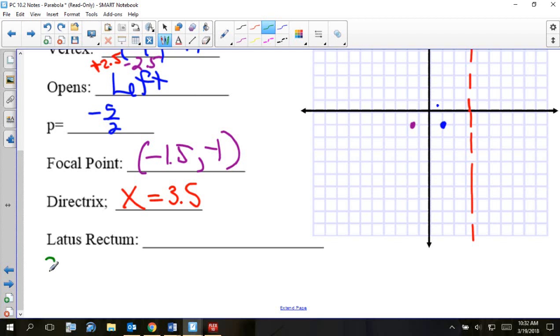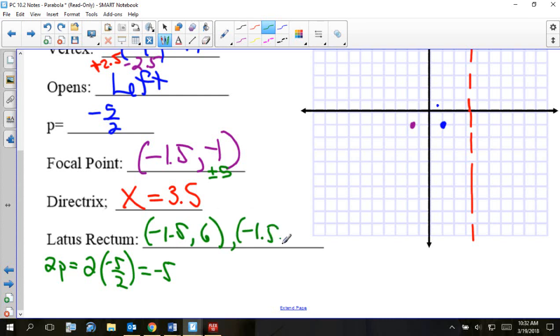Then the latus rectum, we do 2 times the p-value, so we do 2 times negative 5 halves. I get negative 5, but for the latus rectum we're going both negative and positive, so this negative doesn't really matter. And the latus rectum goes from the focus. Since it is opening to the left, my latus rectum is going to go up or down, so we can make it wide. So from the focus, I'm going to add or subtract 5. I'll have negative 6, and then 4.